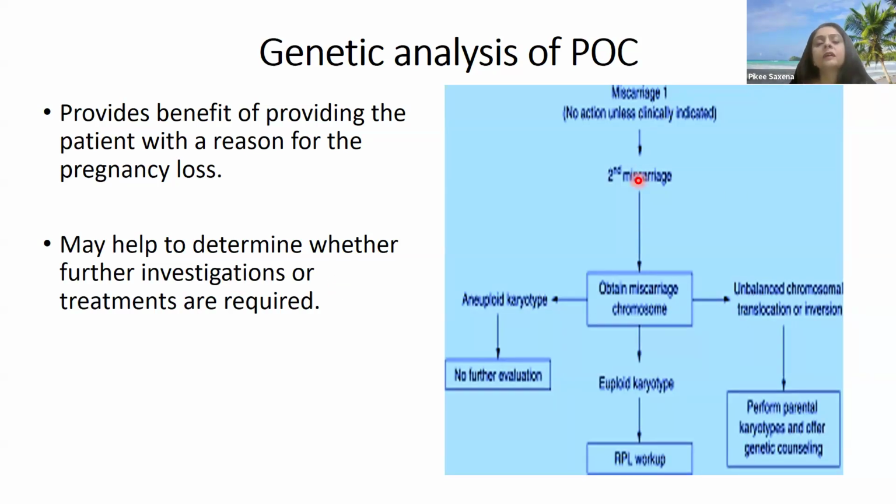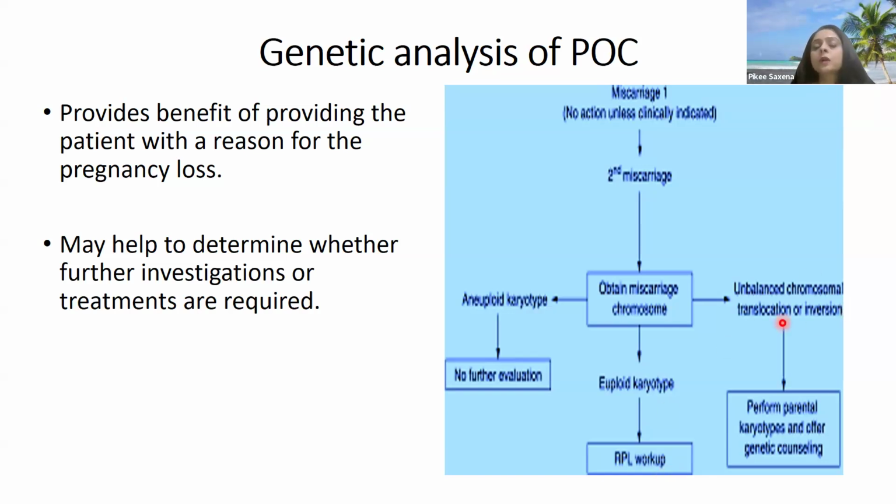You can do it after 2 abortions. You can send the POCs, the products of conception, for karyotyping. And you can see that if an aneuploidy is seen, then no further investigations are needed. This is the cause. If it is a euploid karyotype, then the whole RPL workup that we are talking about will need to be done.